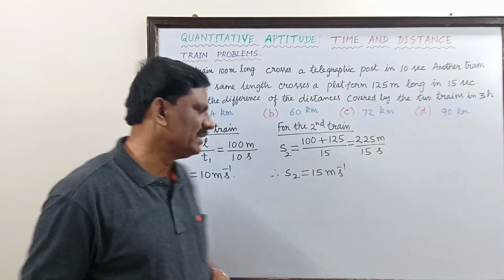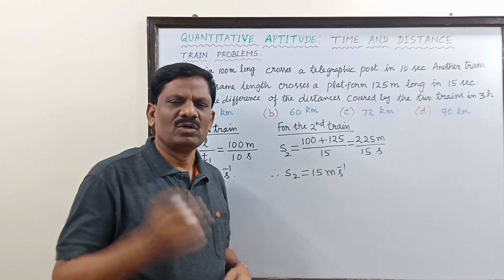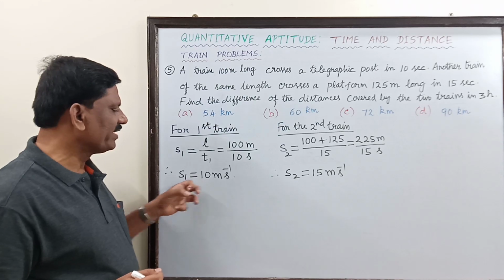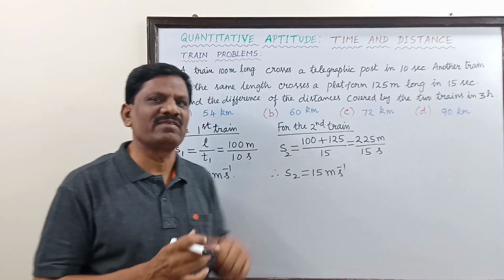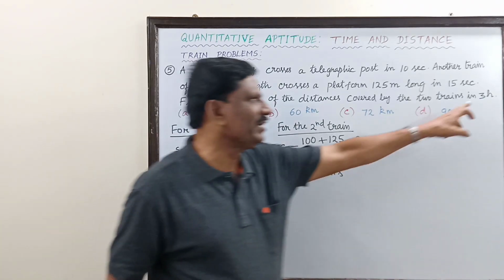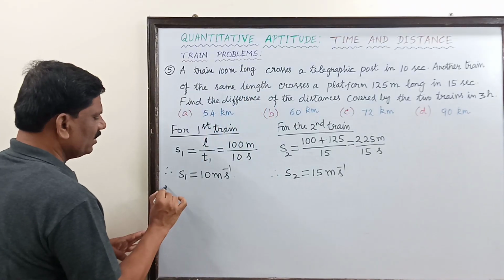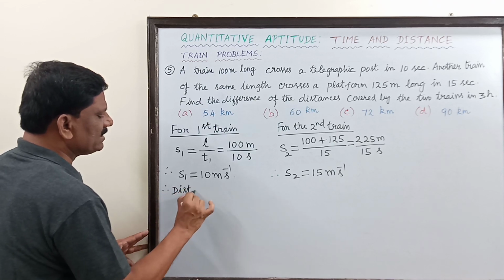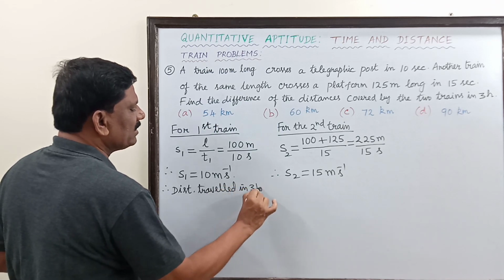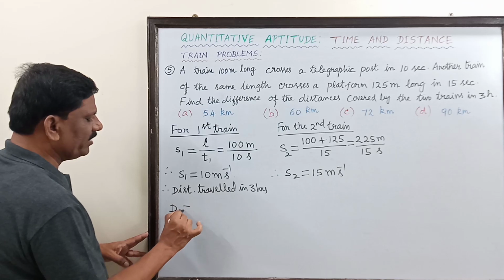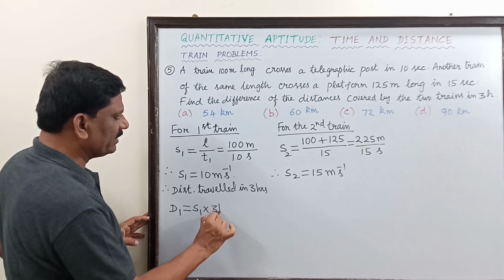So the speed of the first train is 10 meter per second and the speed of the second train is 15 meter per second. So what do you mean by saying that the speed of the first train is 10 meters per second? Means in 1 second how much distance the first train is traveling? 10 meters. Therefore, in a time equal to 3 hours, how much distance it will travel? So now distance travelled in 3 hours, that is distance travelled D1, is equal to speed S1 into 3 hours.